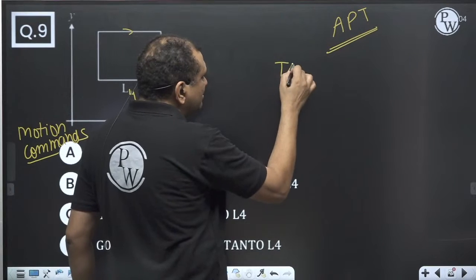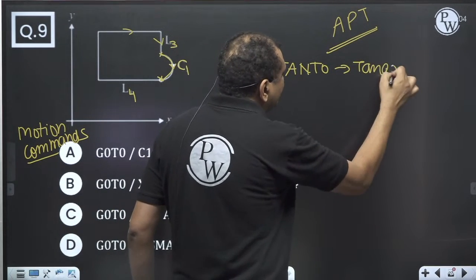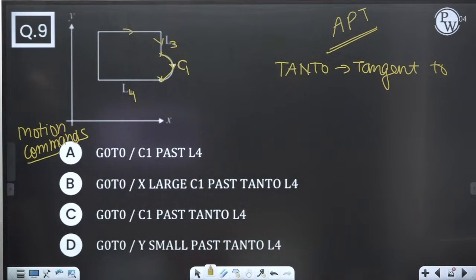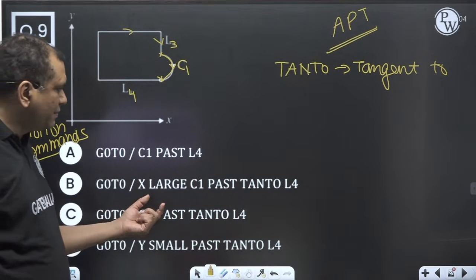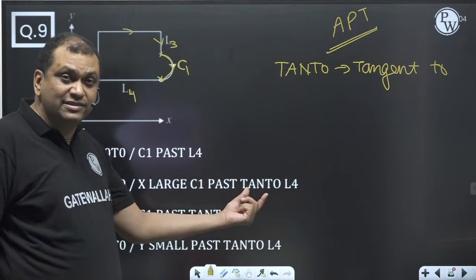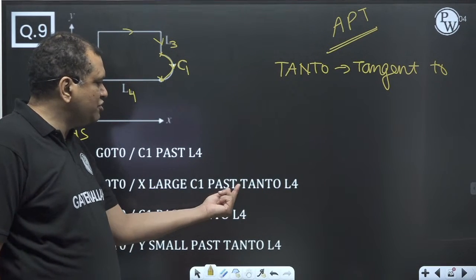Tangent means tangent to. And in APT, one word should not be more than 6 alphabets. And between the 2 pieces of information, there should be a gap.